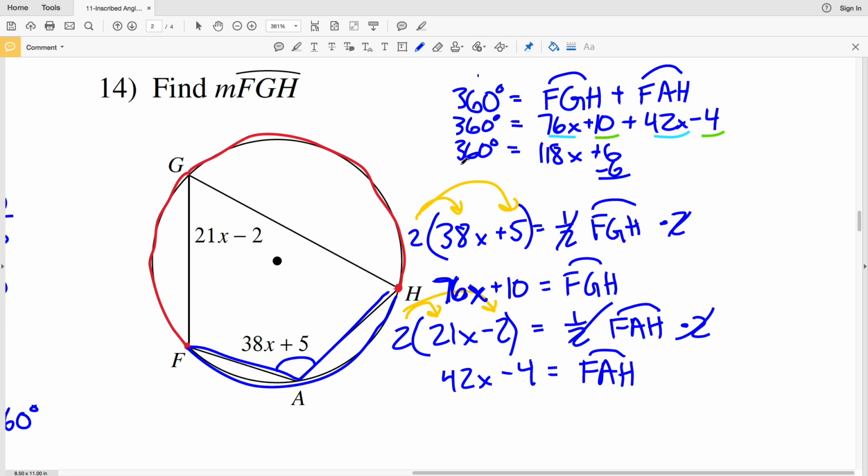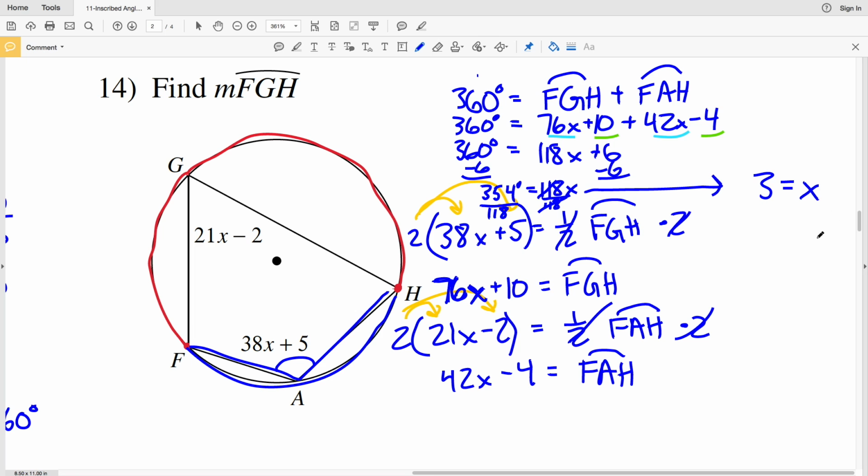So when I subtract 6 from both sides, 360 minus 6 is equal to 354. So 354 degrees is equal to 118x. And when I divide by 118, I apologize for running out of room, but I'll continue my math over here. 354 divided by 118 will give me that 3 is equal to x.